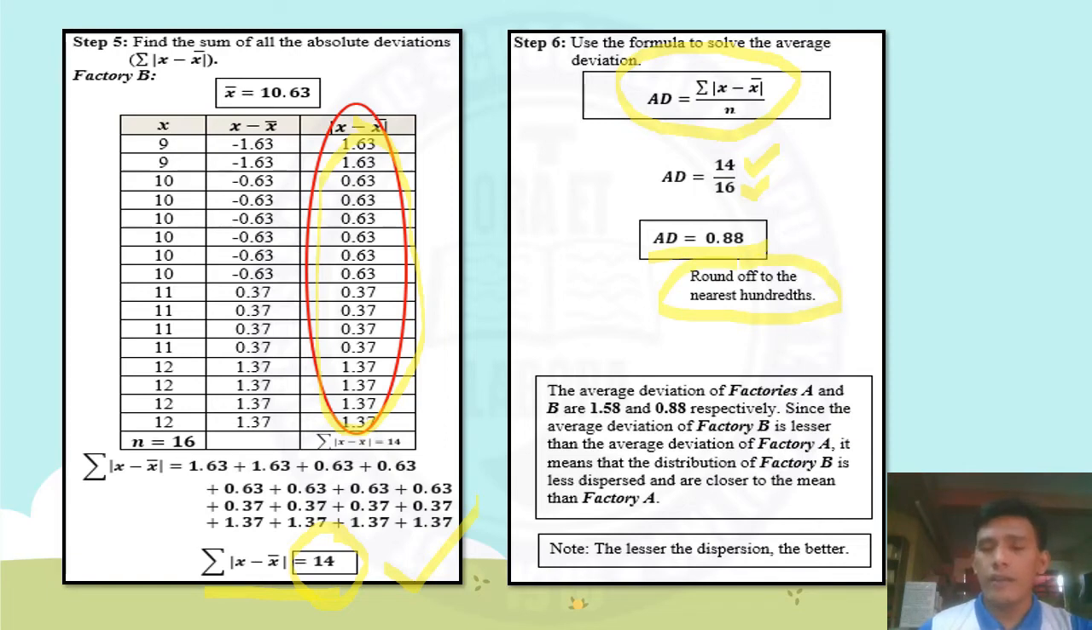So we concluded that the average deviations of factors A and B are 1.58 and 0.88 respectively. Since the average deviation of factor B is lesser than the average deviation of factor A, it means that the distribution of factor B is less dispersed and is closer to the mean than factor A. The lesser the dispersion, the better. Please take note of that. Again, the lesser the dispersion, the better.